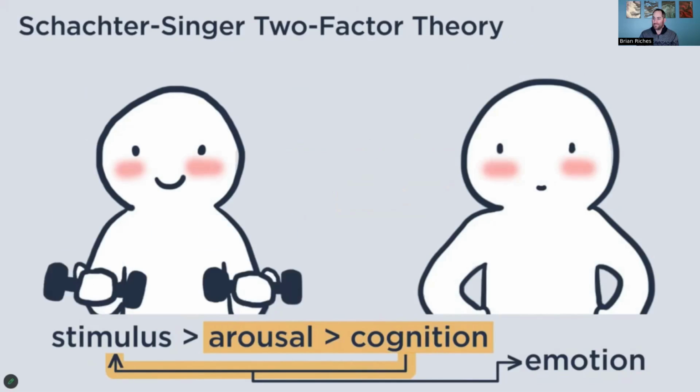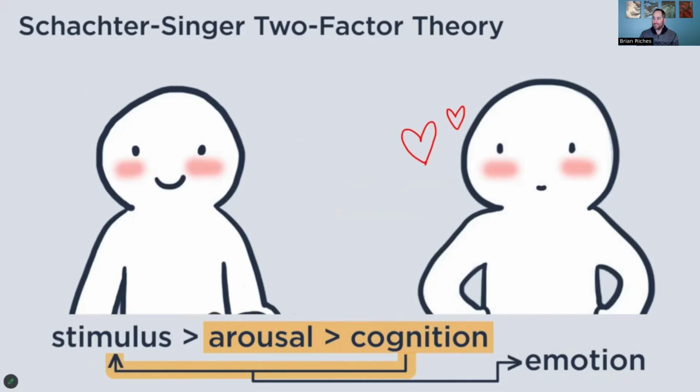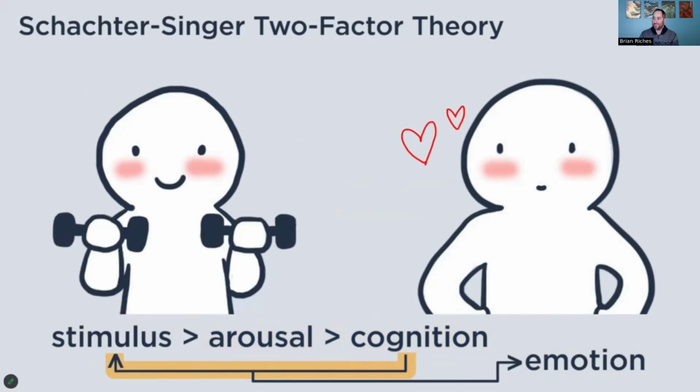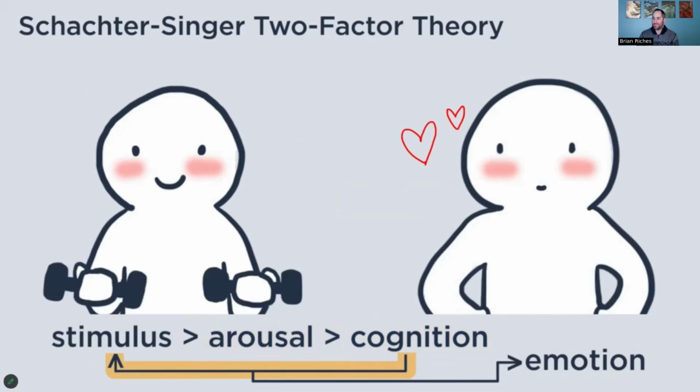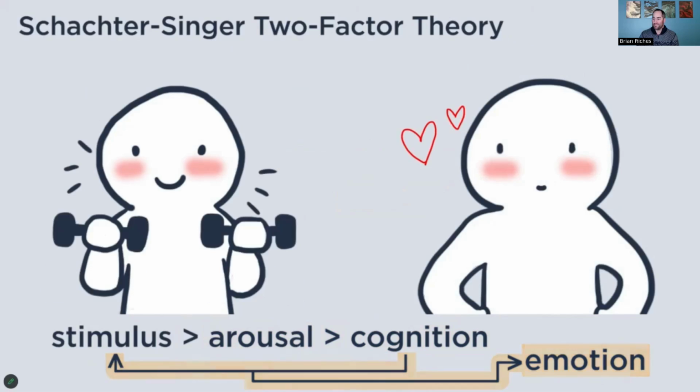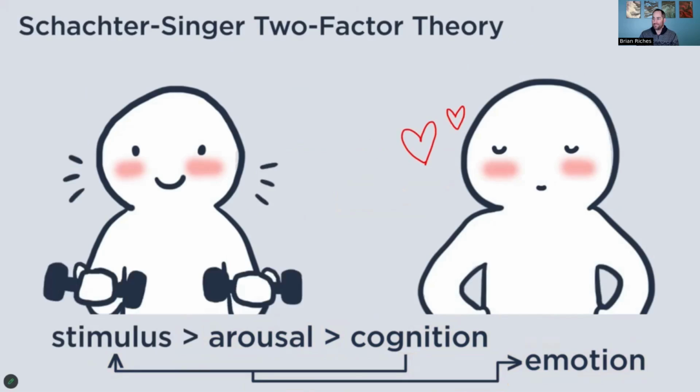You might be mid-workout, or someone might have just confessed their love to you. Although the arousal is the same, the cognitive evaluation of the stimulus is very different across these two scenarios. And so the emotions you would feel would also be very different. Say pride versus shyness, for instance.